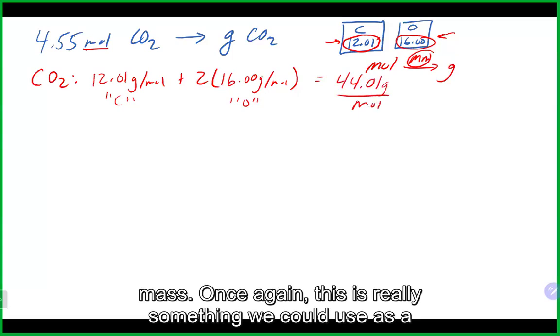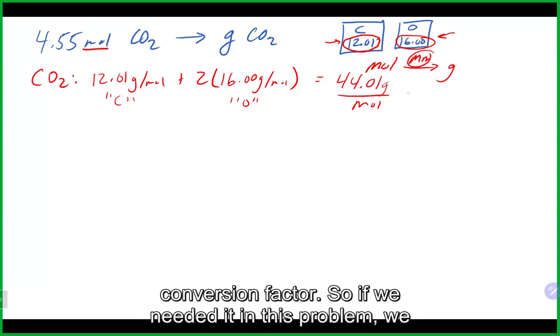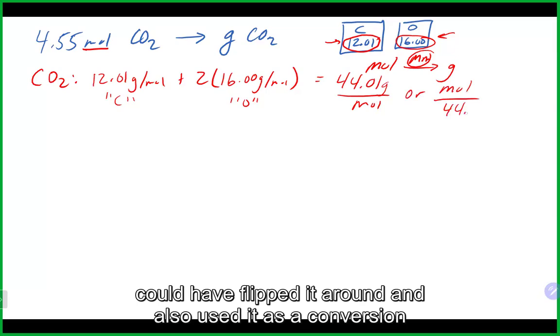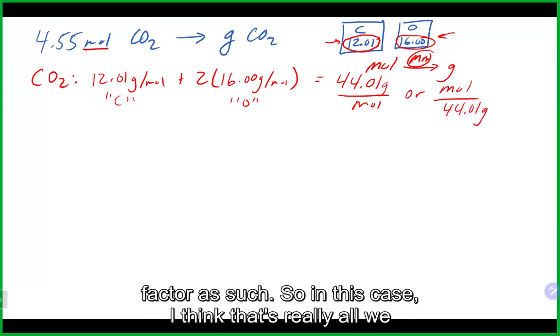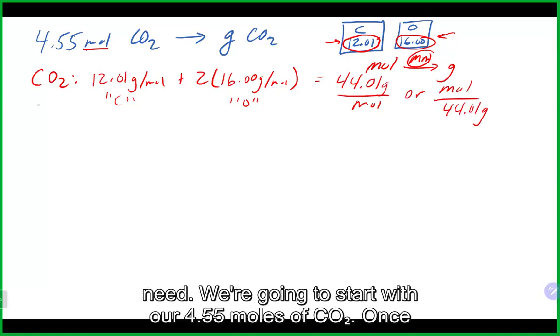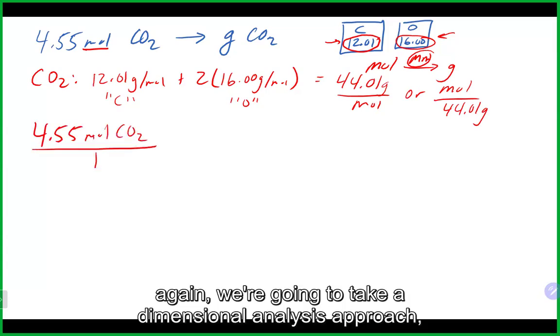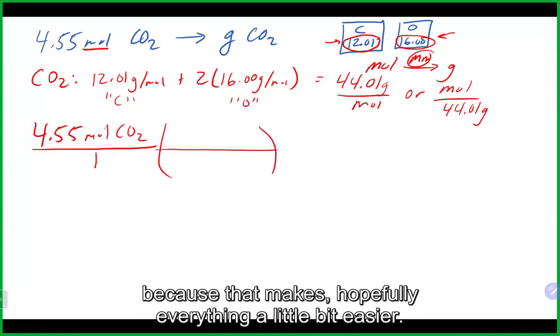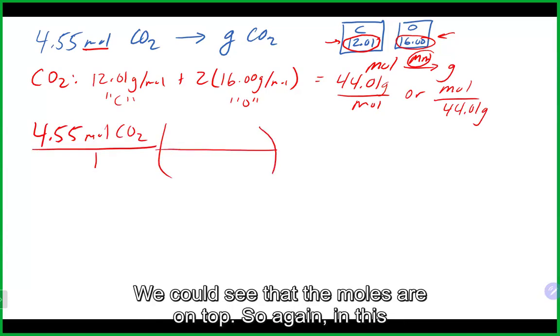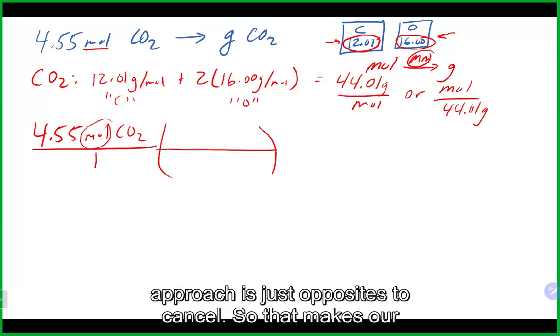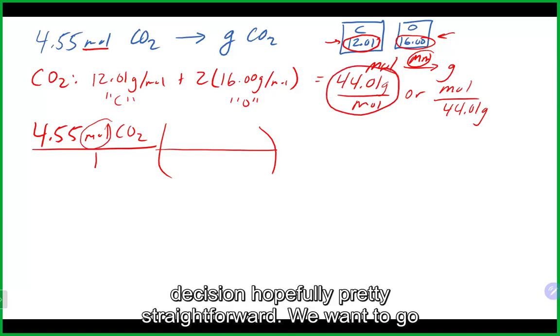Once again, this is really something we could use as a conversion factor. If we needed it in this problem, we could have flipped it around and also used it as a conversion factor as such. So in this case, I think that's really all we need. We're going to start with our 4.55 moles of CO2. Once again, we're going to take a dimensional analysis approach because that hopefully makes everything a little bit easier. We can see that the moles are on top. In this approach, it's just opposites to cancel. So that makes our decision hopefully pretty straightforward.